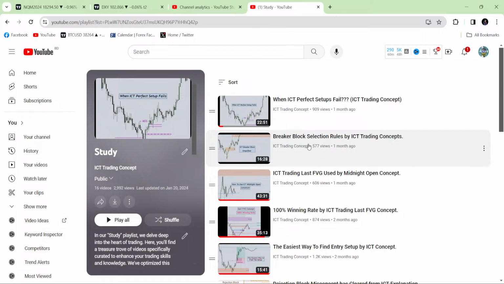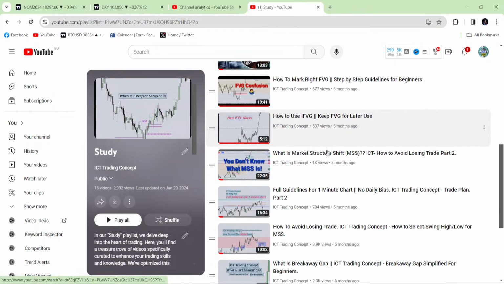Here are the breaker block selection rules. I thought I would make another video, but later I didn't get time to make the breaker block. So instead of that, I explained the breaker block in my live. And when you see a perfect setup fail, you can watch this video. So this is all about study. In the study section, every video is very useful.